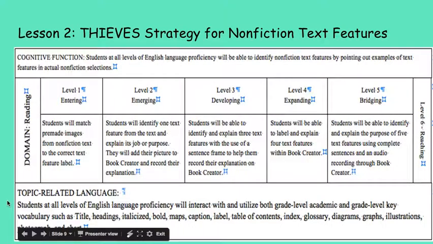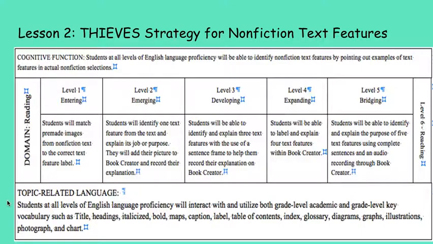So again, this MPI strand is really helpful in making those modifications. So not only am I assessing students by using the MPI strand to see what can I really be looking for, what can I really be expecting of these different levels, but how can I modify this so that these students are successful?